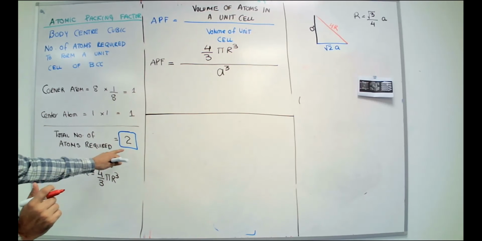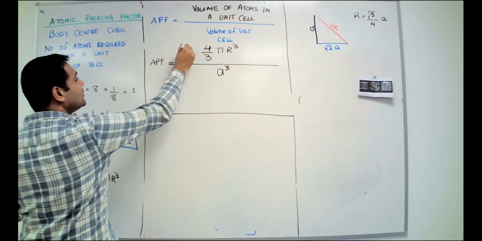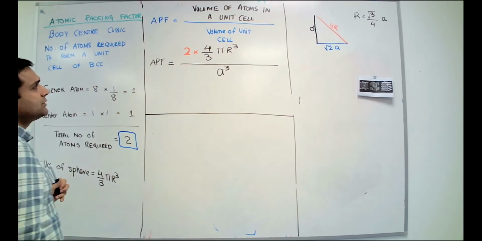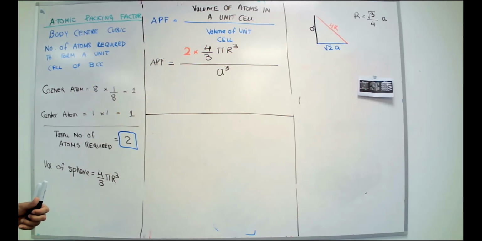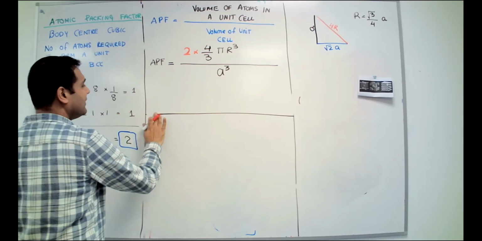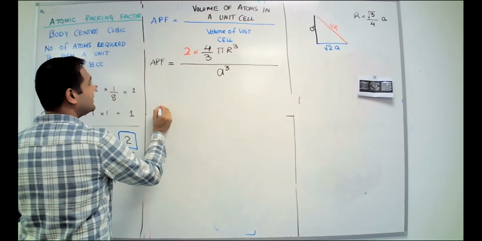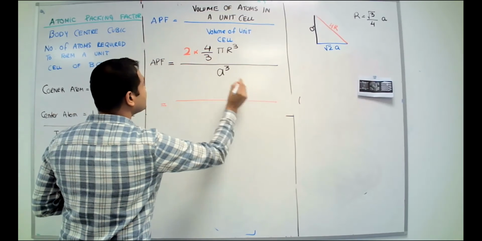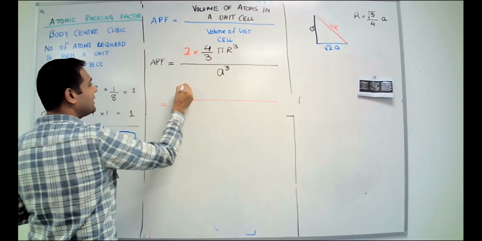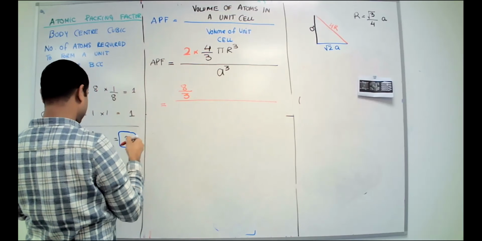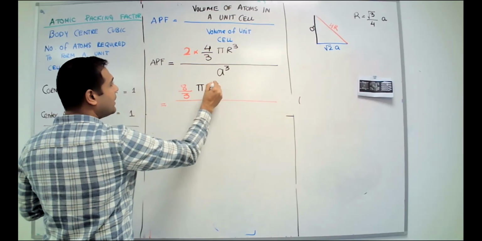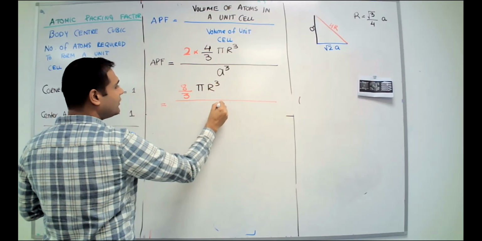But this is one sphere. Because we said there are 2 atoms required to form the unit cell of a body centered cubic, hence there is a number 2 because there are 2 of them. I can simplify this bit: 2 times 4 is 8, so that becomes 8/3 pi r cubed over the a cubed.